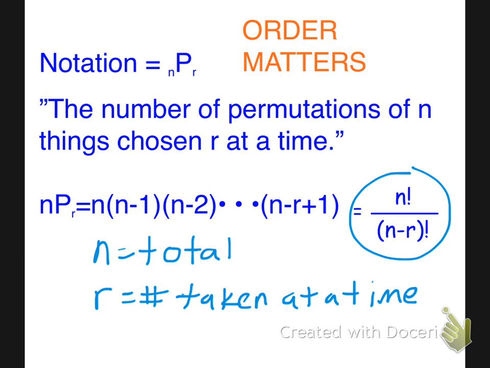So n is your total number of runners, in that last case 10. R is the number taken at a time, so it would be 3. That's why you would have n factorial divided by 10 minus 3 factorial. That would give you the same answer.